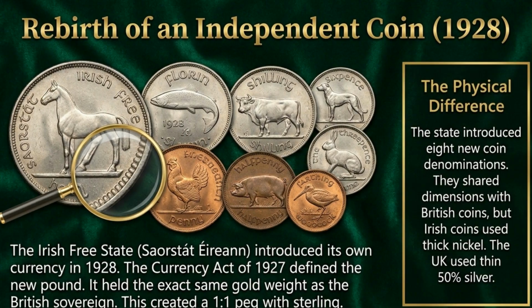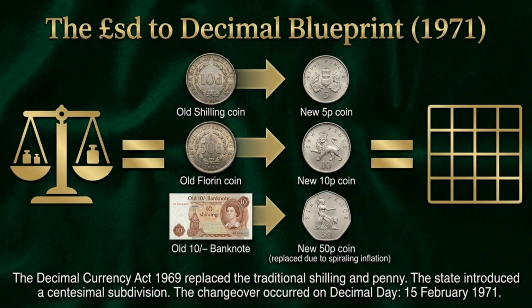century. The Irish Free State introduced its own currency in 1928, creating a 1-to-1 gold weight peg with sterling. The new coins featured different denominations and used thick nickel, physically distinguishing them from British versions. The Decimal Currency Act of 1969 replaced the traditional shilling and penny. The state introduced a centesimal subdivision on Decimal Day, February 15, 1971.